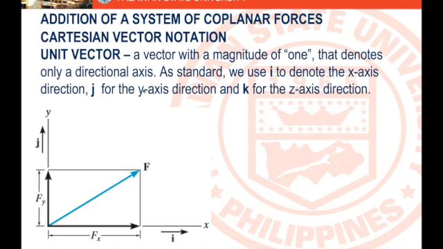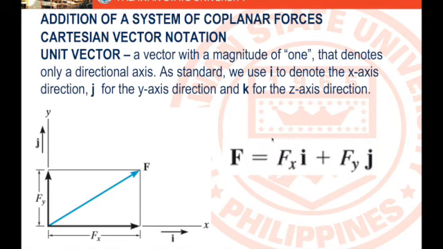The direction for the y-axis, or the unit vector for the y-axis, would be the unit vector j, and for the z-axis, the third axis, it is not shown here. As I've said, we will be dealing with 2 dimensions first, and for the third dimension, we will be using the unit vector k.